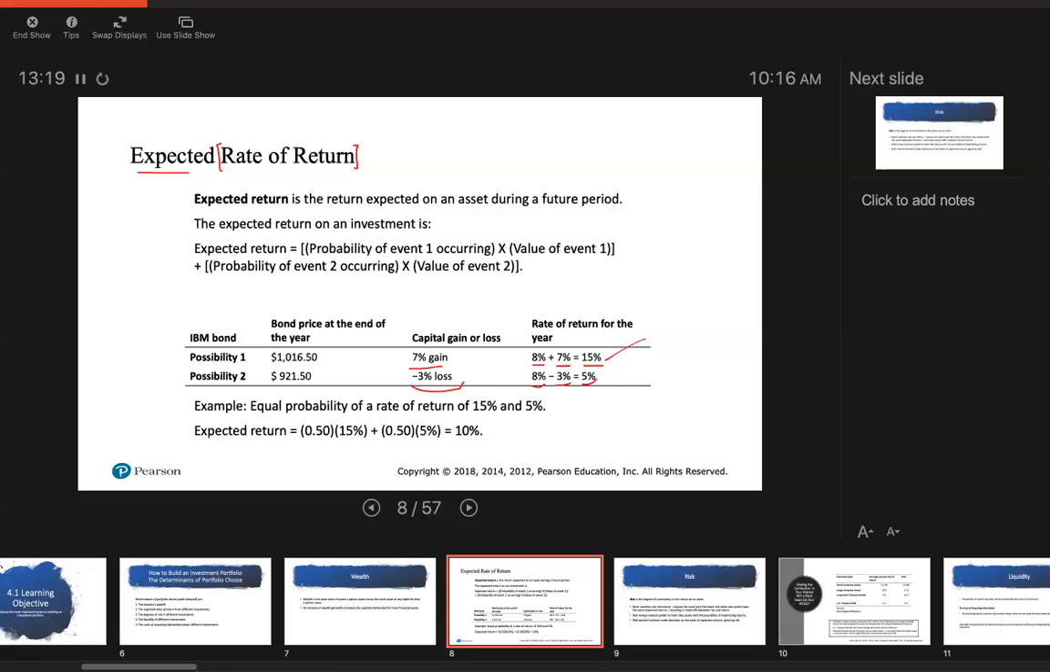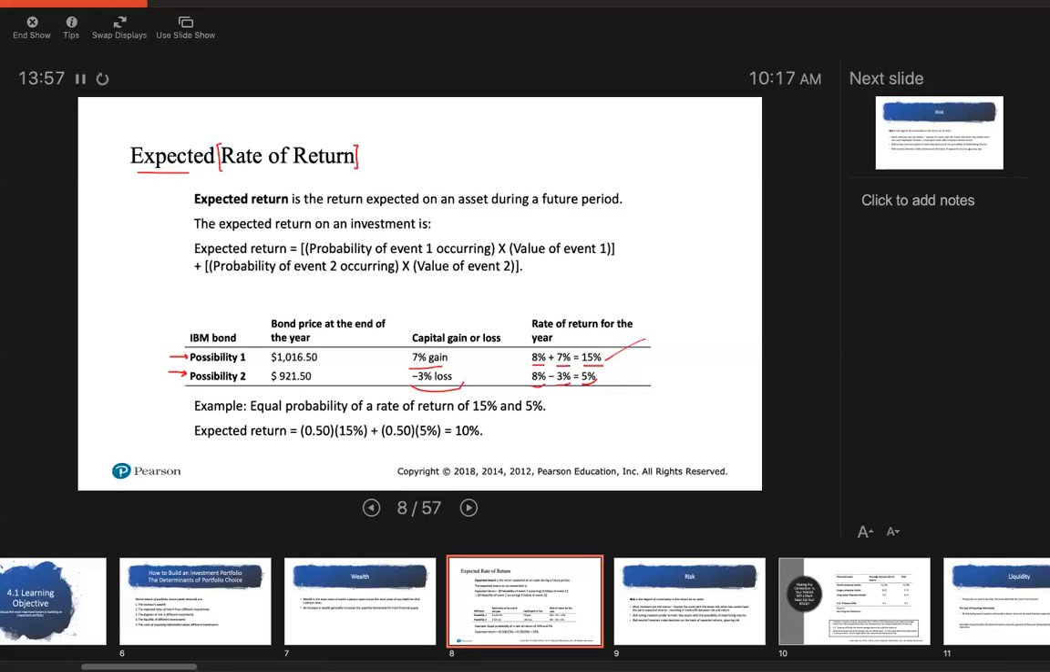So in one state of the world, in one possibility, you might get a 15% return. In another state of the world, you might get a 5% rate of return. This is the inherent uncertainty around these financial assets, because no one can predict exactly what the rate of return will be. We don't know ahead of time whether we'll be in possibility one or possibility two. This is impossible to determine ahead of time. That's what we'll discuss as risk in the next few slides.